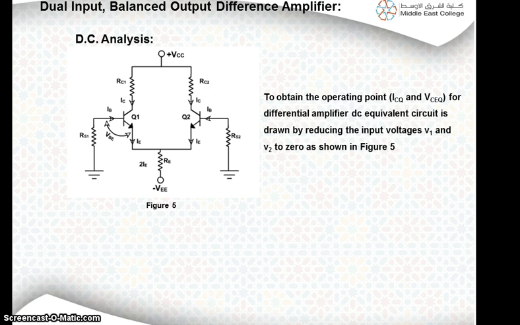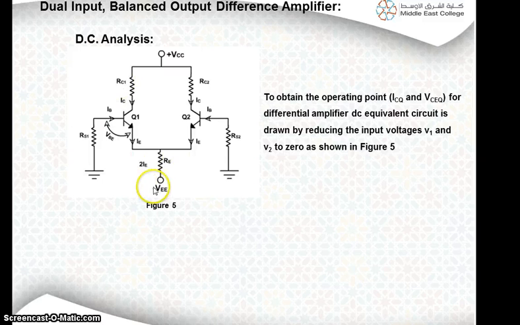Actually, you have to obtain the operating points of IC and VCE, the collector current and collector to emitter voltage, for a differential amplifier. So for that we are doing the DC analysis. We need to calculate the value of IE and IC, and from there you should get VC, the output. VC is nothing but the collector voltage of transistor 1, or the output voltage. So we will now do the analysis of that.